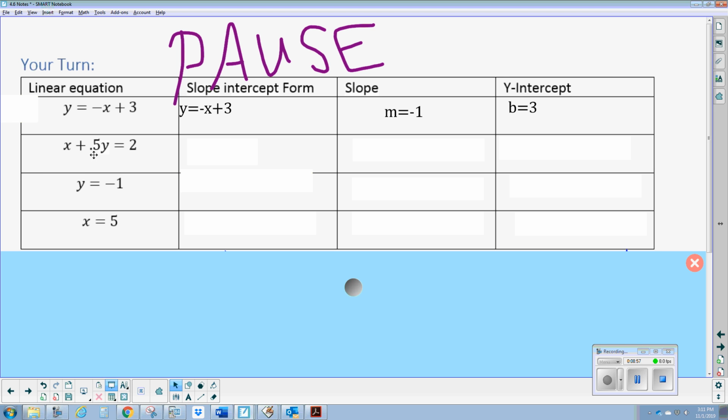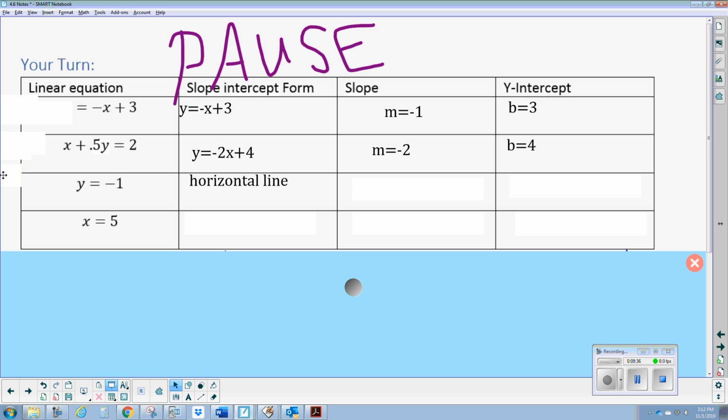In the second one, we have x plus 0.5y, which is 1/2 y, equal to 2. If we rewrite this into slope-intercept form, we need to subtract x from both sides. And then when we divide by 0.5, that's the same as multiplying by 2. 0.5 is the same as 1/2, and when you divide by 1/2, it's the same as multiplying by its reciprocal, which in this case is 2. The slope of this, once we have it in slope-intercept form, is -2, and the y-intercept is +4.